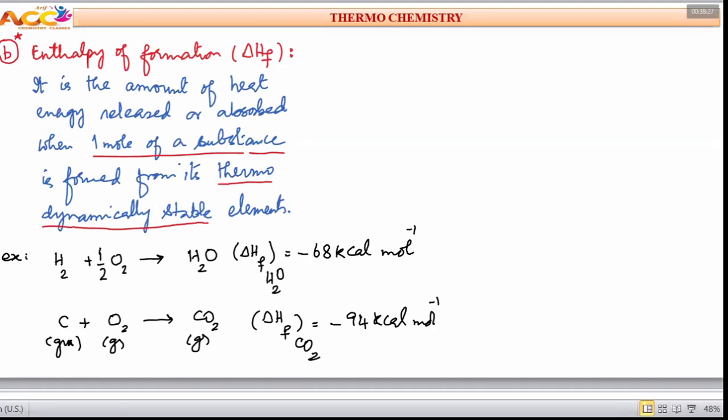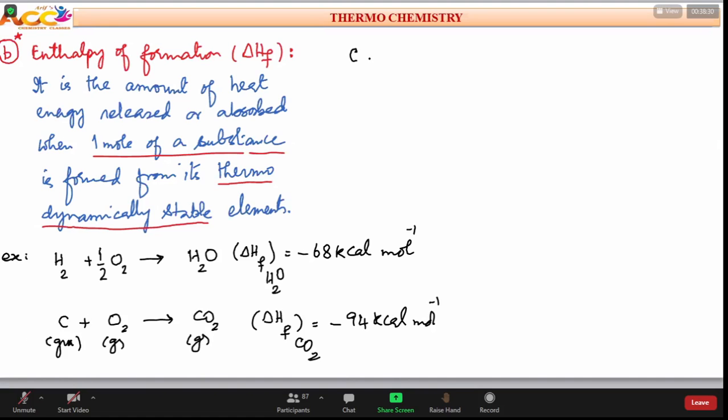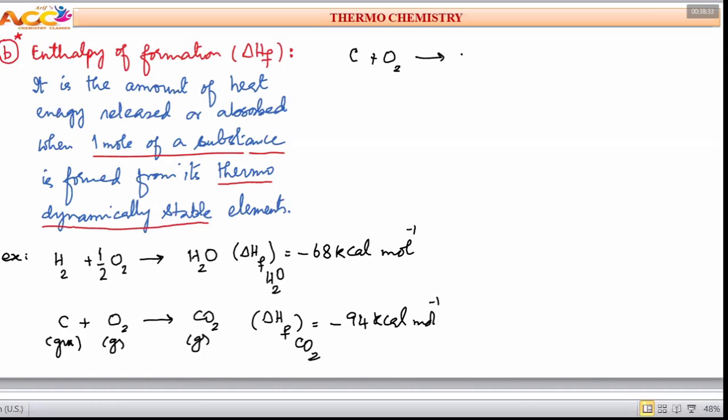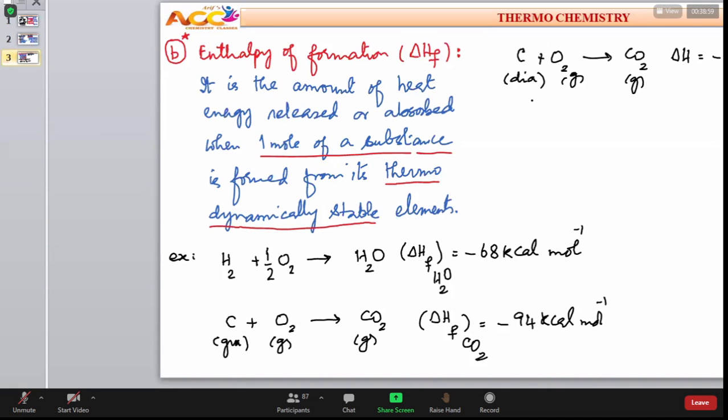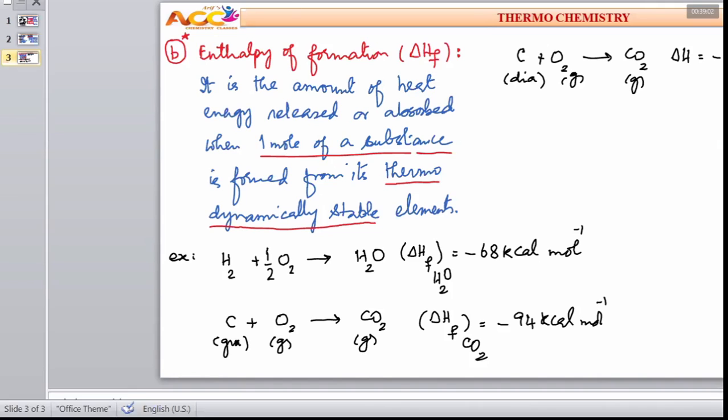Okay, if it is so, let us look at one more side of the picture. Carbon plus oxygen gives you carbon dioxide. This is diamond, and this is gas, this is gas. If you say so, it also gives you some energy. Delta H is equal to minus 94.7. If it is so, can I say this is enthalpy of formation of carbon dioxide? No, sir. It is not enthalpy of formation of carbon dioxide because it is not formed from the thermodynamically stable form of the element. Therefore, remember, one mole of substance should be formed from the thermodynamically stable form of its elements.